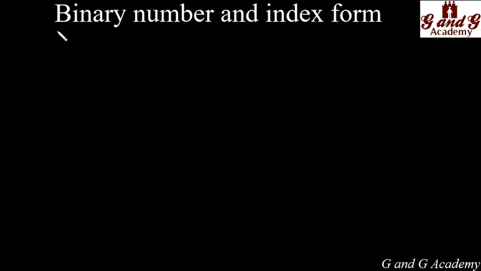At the end of this lesson you should be able to simplify binary numbers in index form. A number is in index form when it's in the form of a raised to the power of b. That is index form. So when we have a binary number in index form, how can we simplify it?